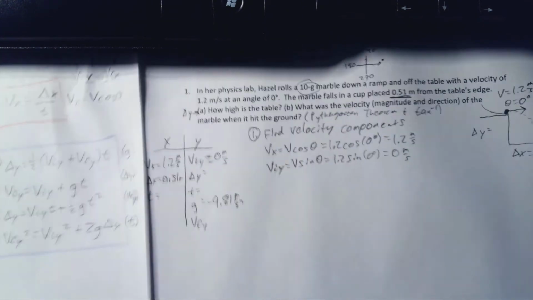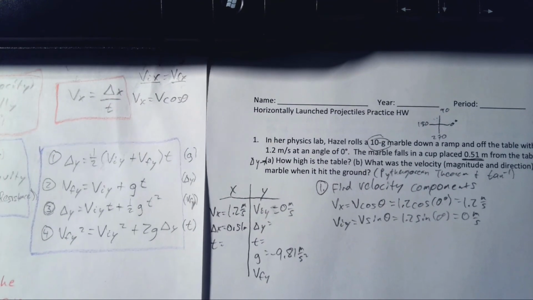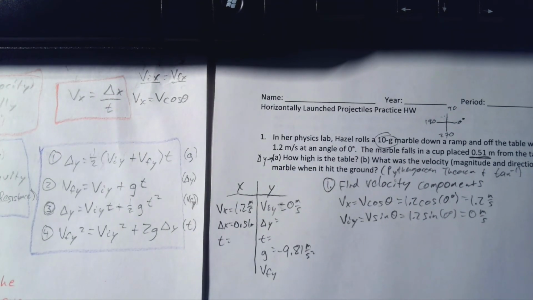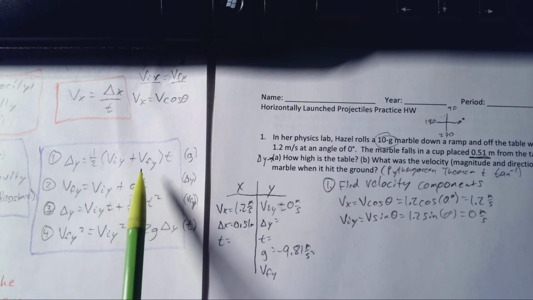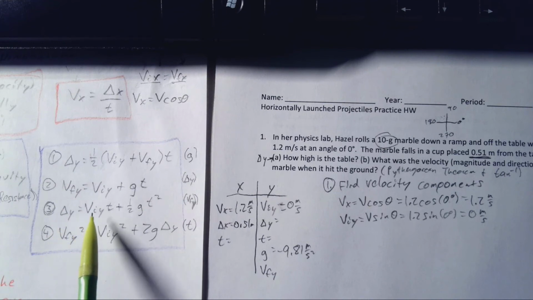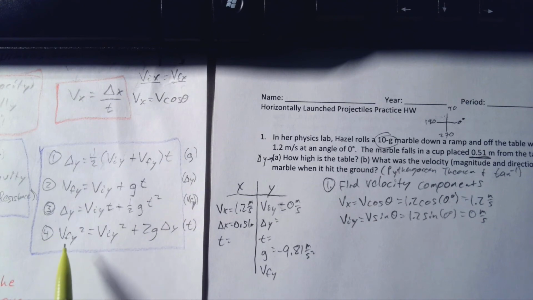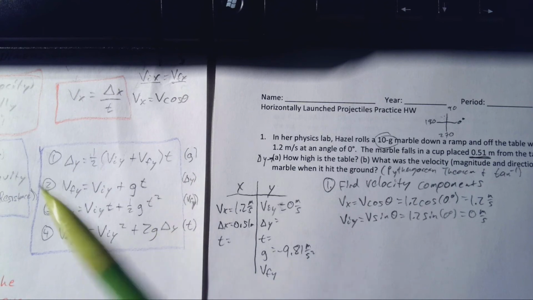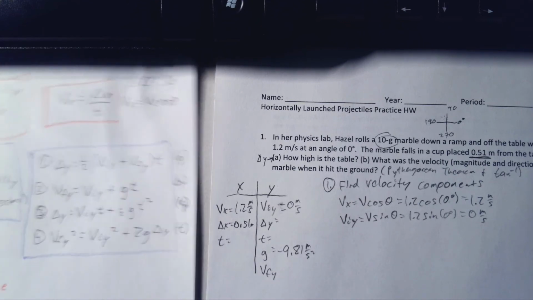If we look at our equations over here, we don't have delta y, we don't have time, we don't have VFY. So if we're trying to find delta y here, we can't use this one because we don't know what VFY is and we don't know what time. We can't use this one because we don't know what the time is. And we can't use this one here because we don't know what VFY is. So we can't solve this. There's no way we can solve this.